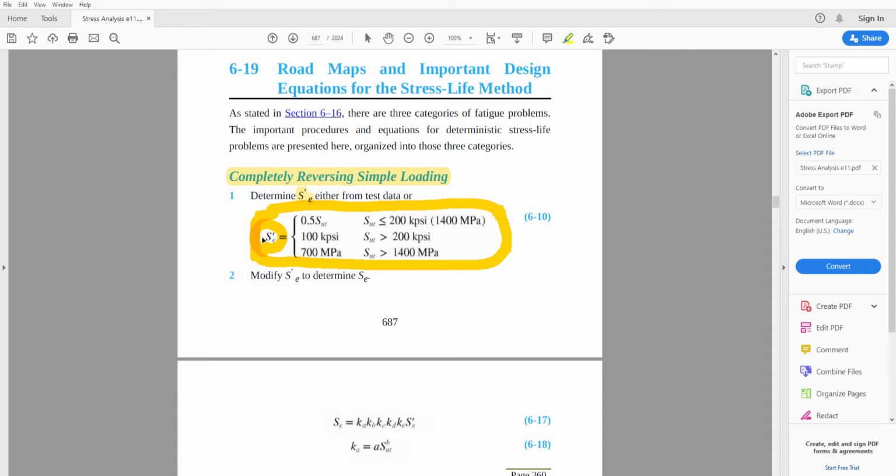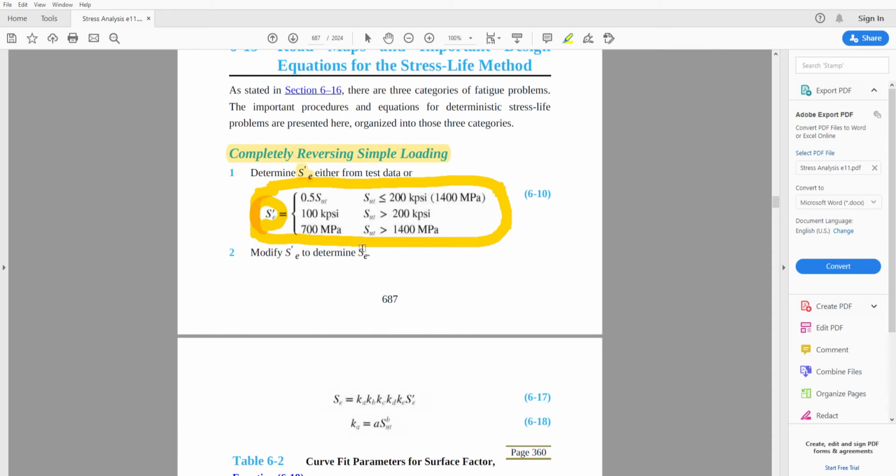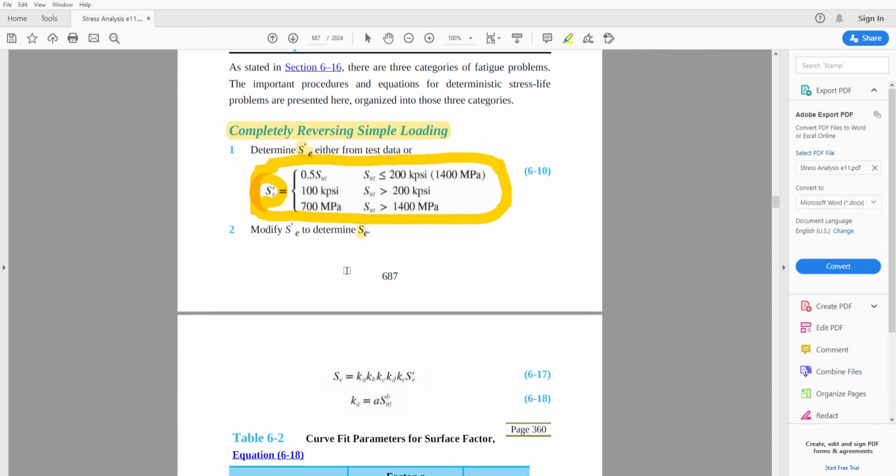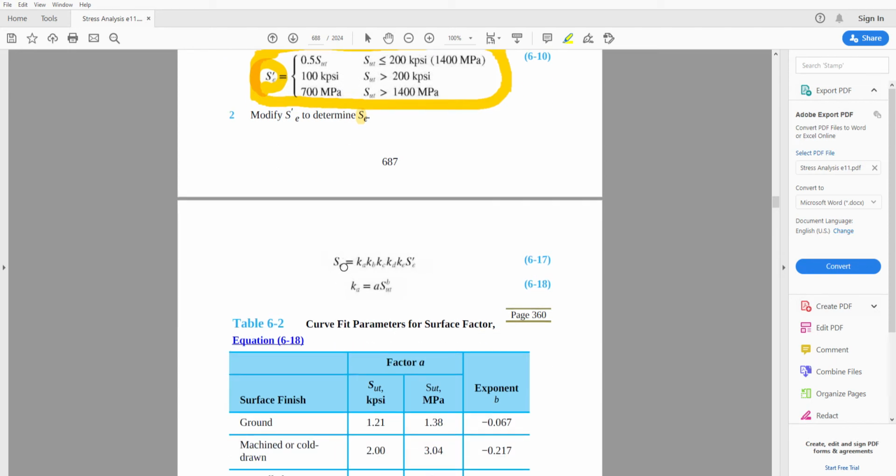Then you need to modify this Se prime to determine Se. Se is the endurance limit of the actual piece you're working with. So it's governed by this equation right here. So Se is equal to Ka, Kb, Kc, Kd, Ke times Se prime.